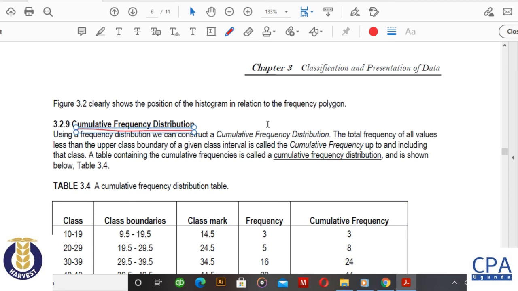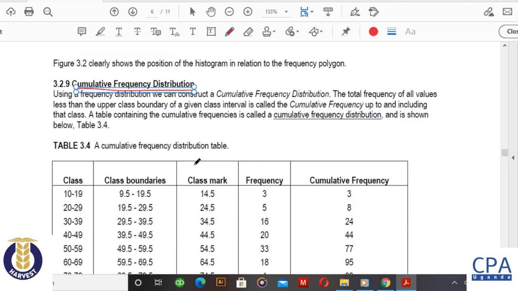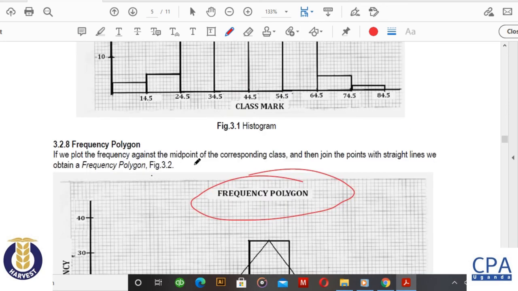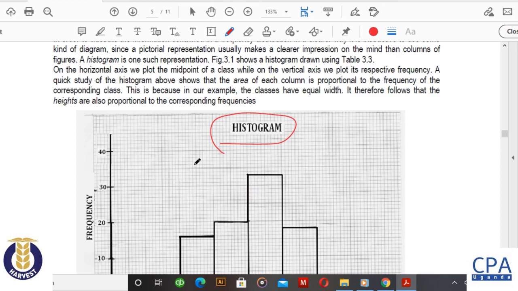So in the next video, I'm going to talk about the cumulative frequency distribution. The cumulative frequency distribution is basically what we call the ogive, and we are going to see the purpose of the ogive and how to compute and determine the ogive. So for now, I leave you to go and practice on how to draw the histogram.